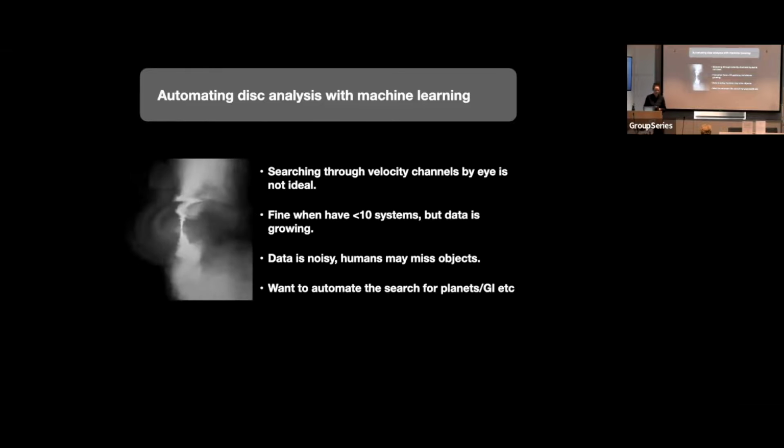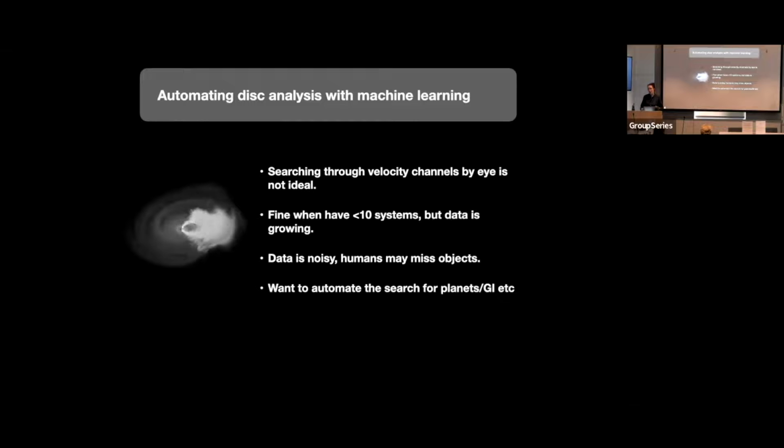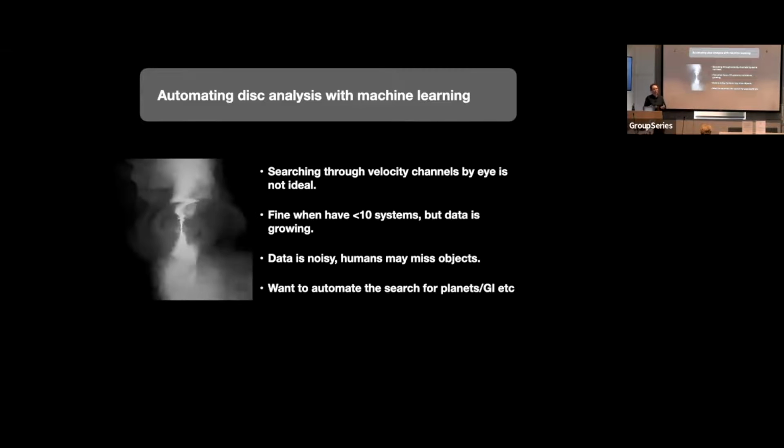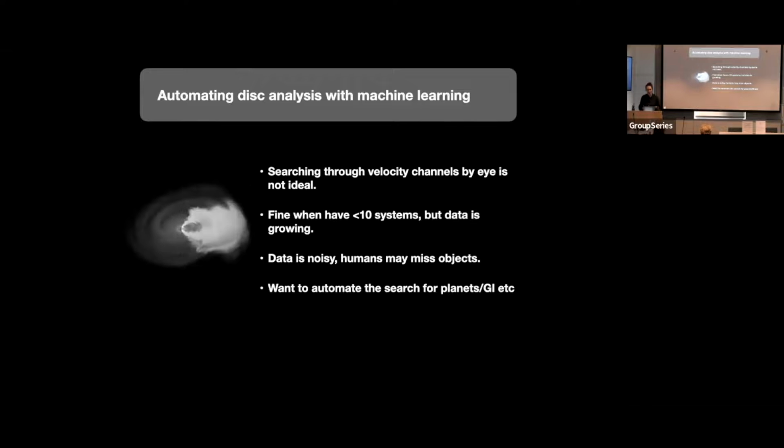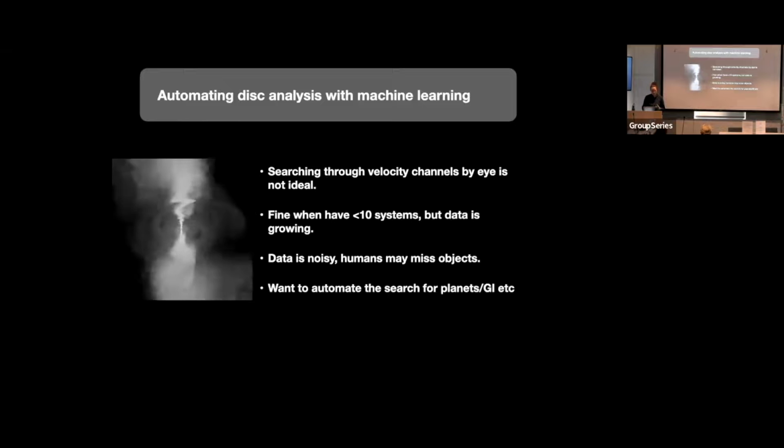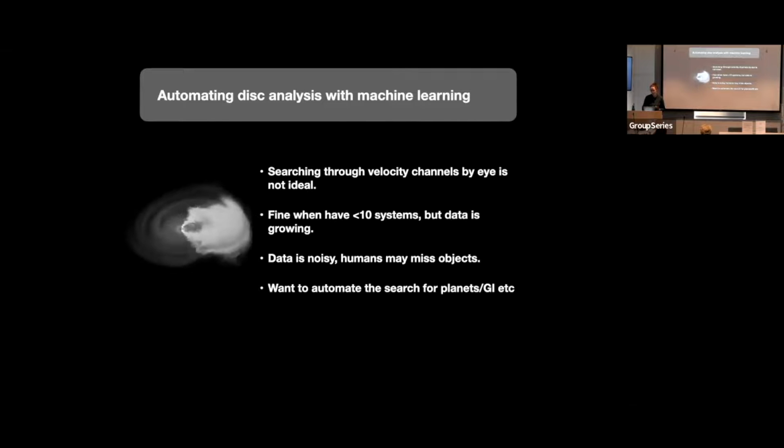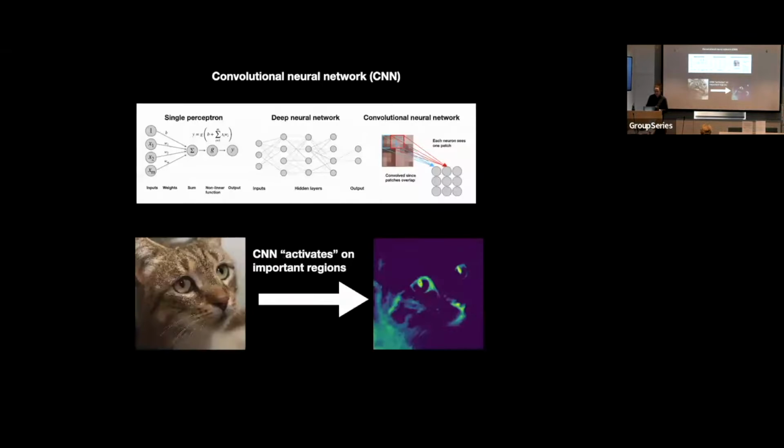Data is noisy. Humans also make mistakes and miss objects. That maybe not so much when you've got hundreds of people looking at the same data, but it can and does happen. So really what we would like to do is automate the search for planets or gravitational instability. We can do this using machine learning, in particular using convolutional neural networks.